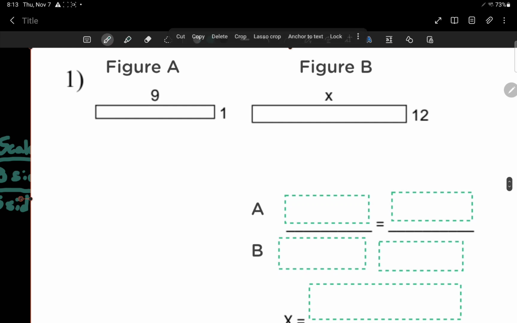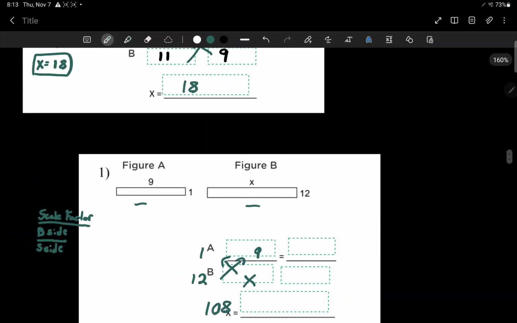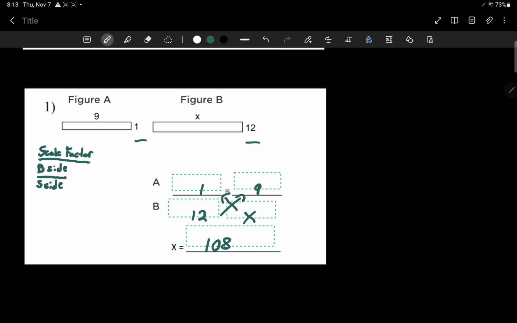I could not do 9. I wouldn't be able to. I wouldn't be able to do 9 and x because I don't have the value of x, right? So the only ones I can use are 1 and 12. So we would go ahead and do our scale factor. So it's 12, the big one, divided by the small one, and that would give me 12.